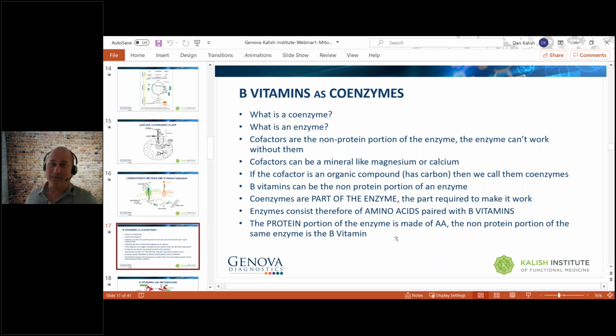Just using the term cofactor or coenzyme immediately degrades the B vitamins. Think about a co-star in a movie. It's the same thing, right? They're not the star, they're the co-star. So this matters, right? Because in our psychological framework, we use these terms and we denigrate the B vitamins.